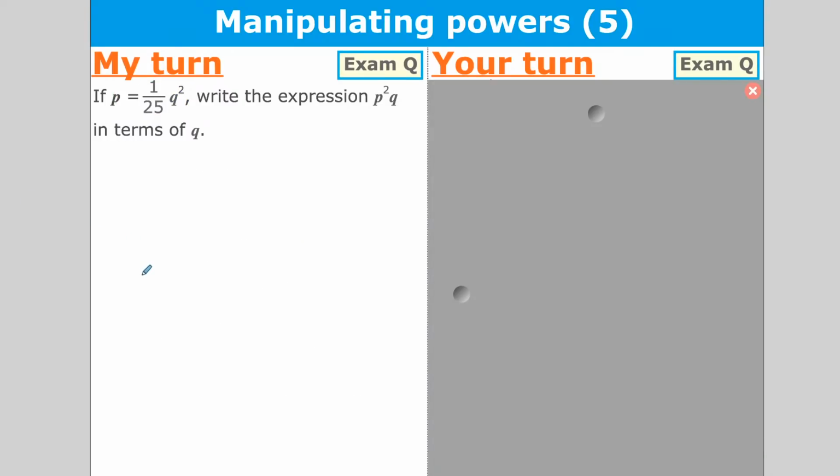If P again is 1 over 25q squared, write an expression for P squared Q. So we're trying to work out here, in terms of Q, by the way, you want Q in your final answer, right? And we want to work out P squared Q. Well, P is given in the question. So I'm going to replace the P here, 1 over 25 Q squared, all squared, right? All I've done there is use this knowledge to slip that in for P, and then just keep that Q there as well, because we were asked for the answer in terms of Q.